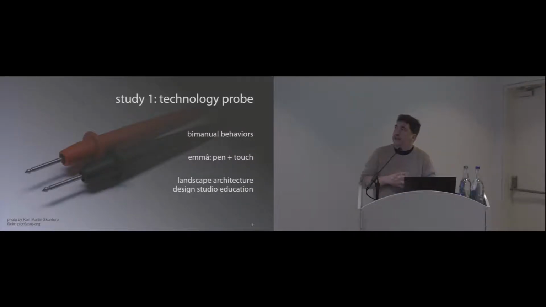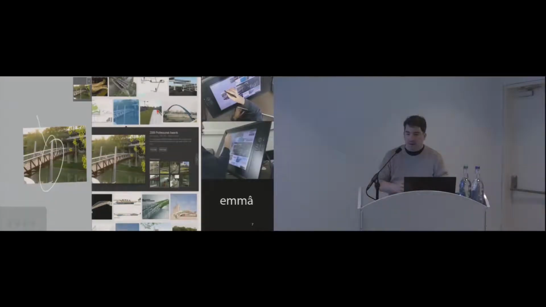So we conducted a technology probe looking at the bimanual behaviors of users using a bimanual pen and touch system called Emma, which was part of what I developed during my dissertation. We looked at this in landscape architecture design studio education. Emma is a bimanual pen and touch system that lets users collect and compose visual imagery from the web or their local resources while allowing them to sketch over those images.